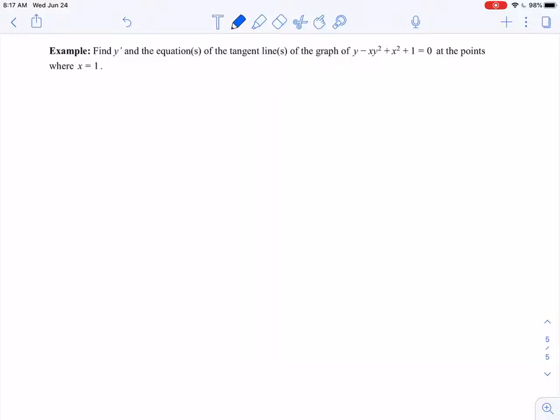Let's look at one more example that involves perhaps multiple equations of tangent lines. So I want to find y prime, the derivative, and the equations of the tangent lines to the graph of y minus xy squared plus x squared plus 1 is equal to 0 at the points where x equals 1. So I'm going to start with my equation y minus xy squared plus x squared plus 1 is equal to 0, and I want to take the derivative of each side with respect to x.